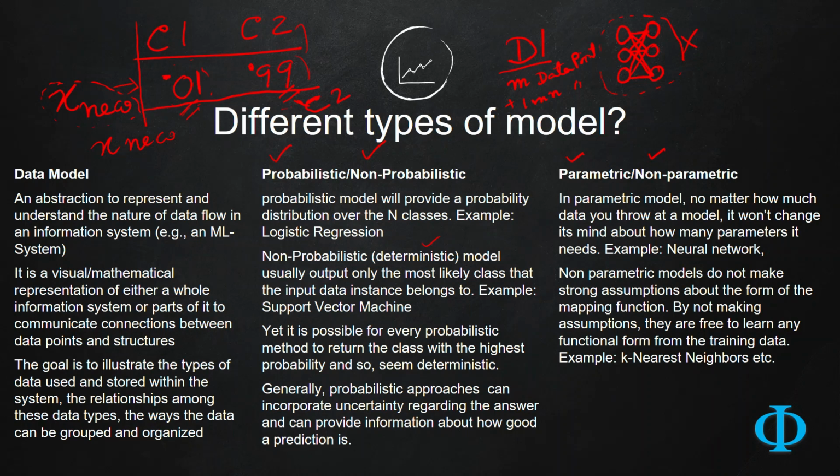Whereas non-parametric models do not make any strong assumptions about the form of the mapping function. So it can take the form of a straight line, or it can take the form of an oval or ellipse, or it can take any other form like this. And this shape totally depends on the data set. Like if you throw 1 million more data points in the data set, the shape of the curve will change.